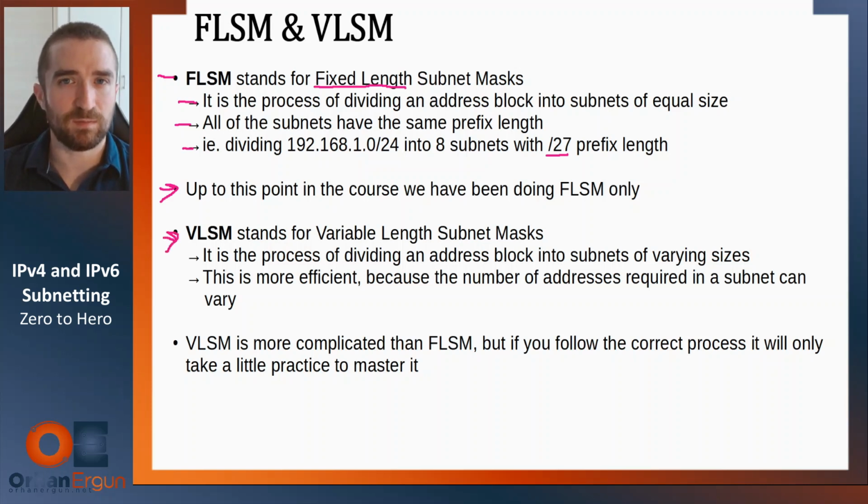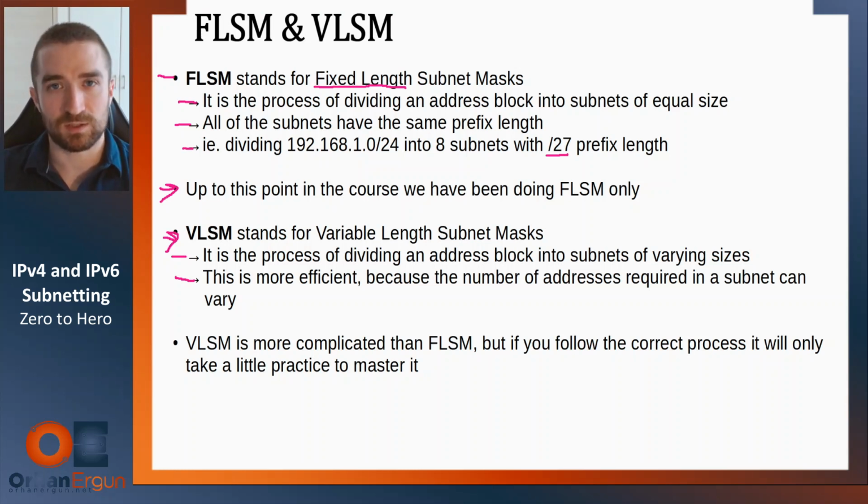VLSM stands for Variable Length Subnet Masks. It is the process of dividing an address block into subnets of varying sizes. Now, why do we want to do this? Well, it's more efficient because the number of addresses required in a subnet can vary. Some subnets have lots of hosts. They need lots of host addresses. So you need a shorter prefix length, which allows for more host addresses.